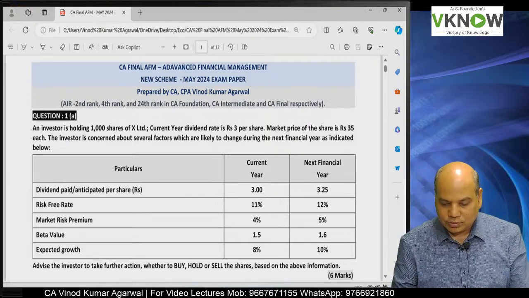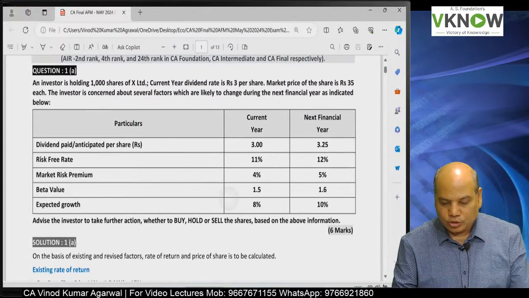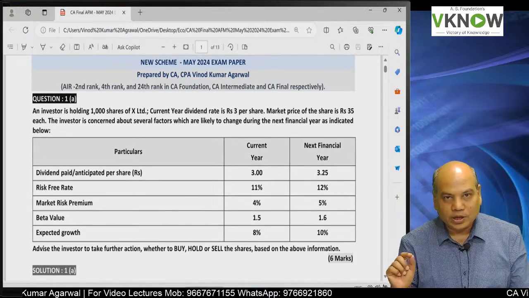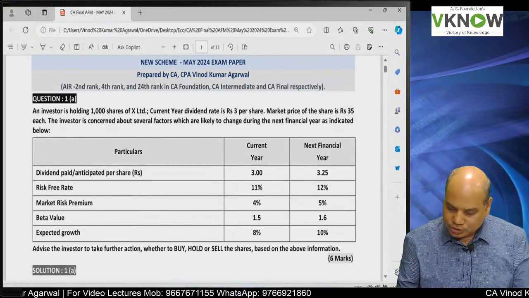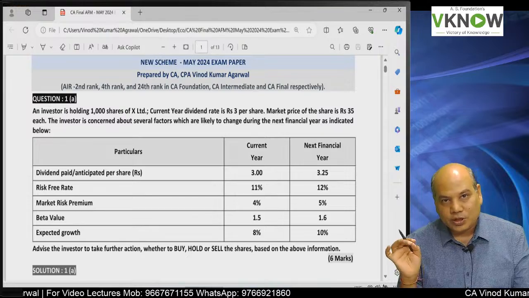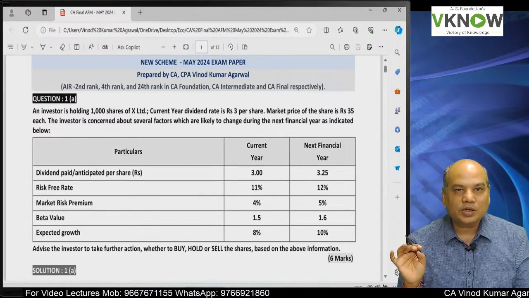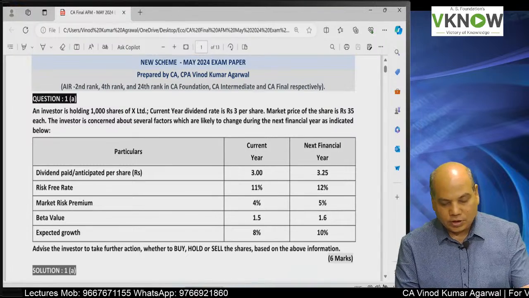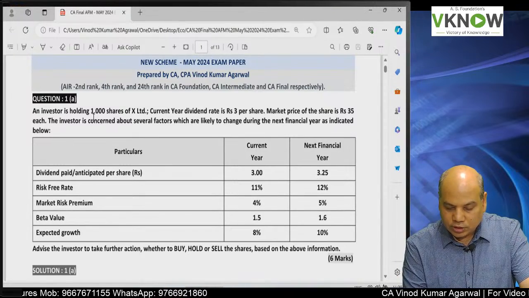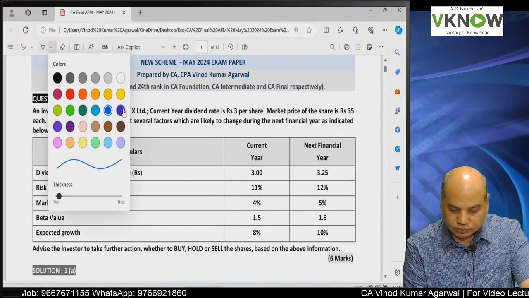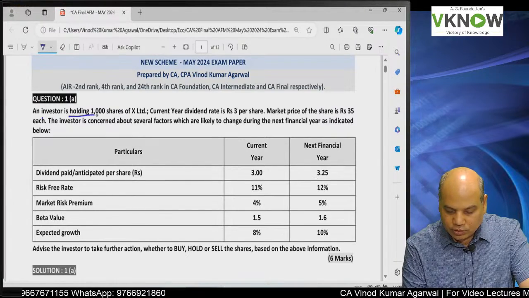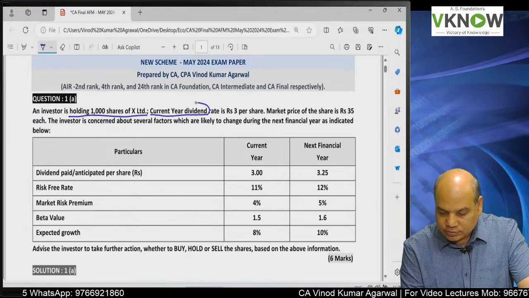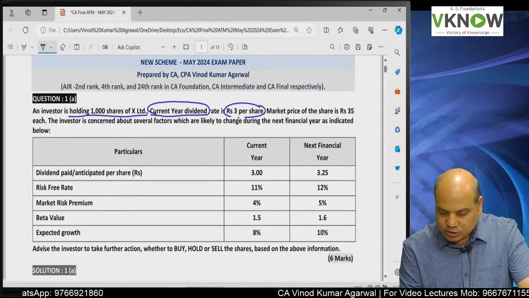The first question is from portfolio management. Several times we have done this question in the class. The same problem is also appearing in the study material. The question is: an investor is holding 1000 shares of X Limited. Current year dividend is 3 rupees per share.